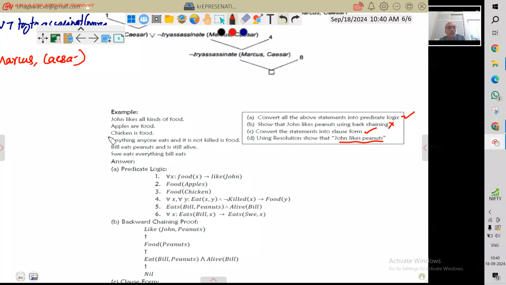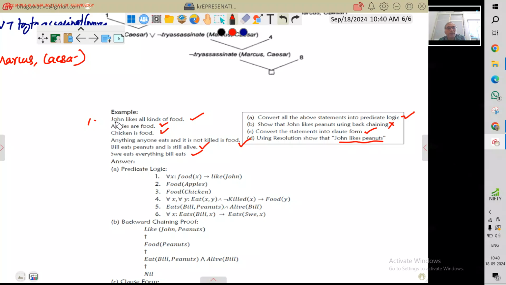So what are the facts given for us? The first is that John likes all kinds of foods. Apples are food, chicken is a food, anything anyone eats and is not killed is food. Bill eats peanuts and is still alive. Sue eats everything Bill eats. The first question: convert all the above statements into predicate form.